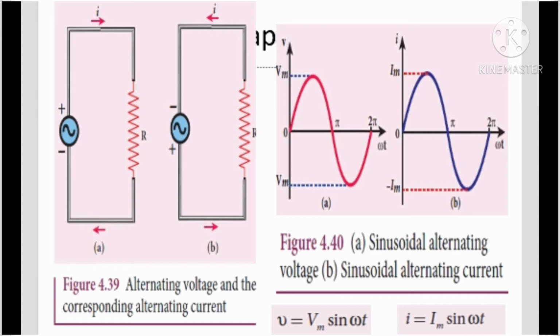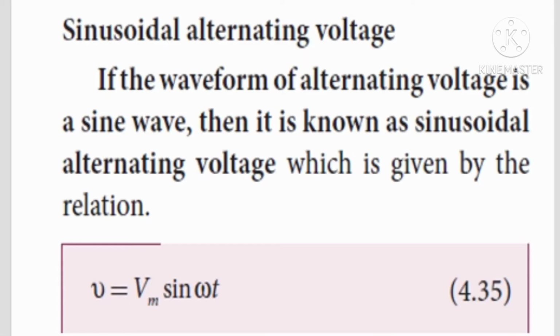Next one is the definition for sinusoidal alternating voltage. Look at the picture. From the picture we can say that if the waveform of alternating voltage is a sine wave, then it is known as a sinusoidal alternating voltage, which is given by the relation V is equal to Vm sin omega t. Once again I repeat, if the waveform of alternating voltage is a sine wave, then it is known as sinusoidal alternating voltage, given by V is equal to Vm sin omega t.